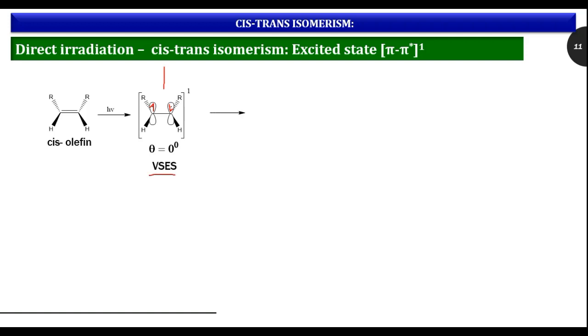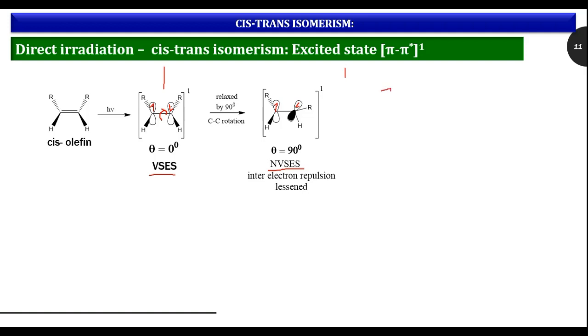Now it is relaxed by 90 degrees CC rotation. So this is rotating by 90 degrees. Now you see right here we are going to get the twisting. When you twist this, theta is equal to 90 degrees. Now this is called the non-vertical singlet excited state. Here electron repulsions are decreased because the two electrons are adjacent to each other. One electron is present in the horizontal plane, and the other is present in the vertical plane.